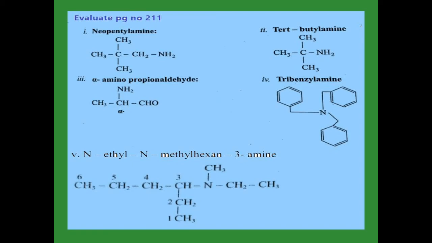The next one, tribenzylamine. Tribenzylamine means it contains 3 benzyl groups, so see the structure, it contains 3 benzene rings, it is tribenzylamine. The next one, the fifth one, N-ethyl N-methyl hexane-3-amine. Hex means how many carbons? 6 carbons. In that 6 carbon chain, the third carbon contains the amine. So the nitrogen is N, and that N also contains one side ethyl and one side methyl. So the structure looks like the fifth one.